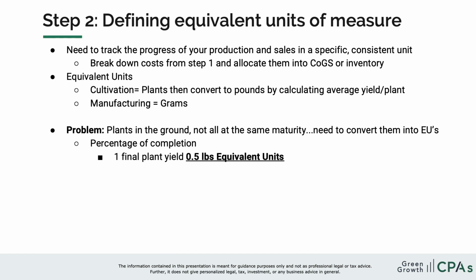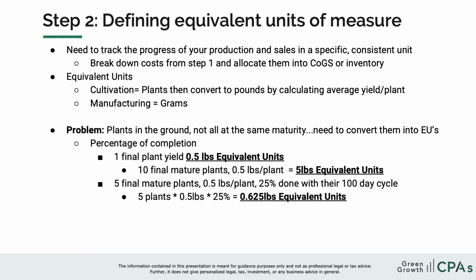For this example, we're just going to use one plant gives you a half pound. And if you have 10 final mature plants and a half pound per plant, that's 5 pounds of equivalent units. Now, here's where it comes into understanding the full process. We may have plants that are at a specific stage of the growth cycle and we have to adjust by the completion. So for example, say you have some plants that are 25% into the completion cycle, you're going to multiply that by the half pound.